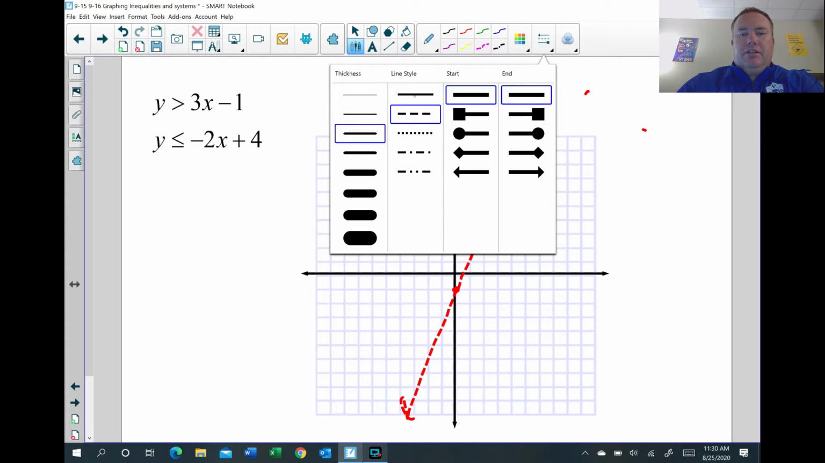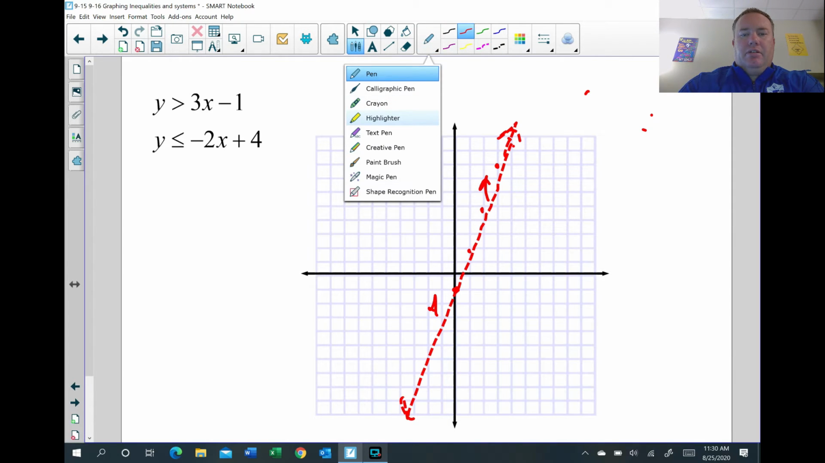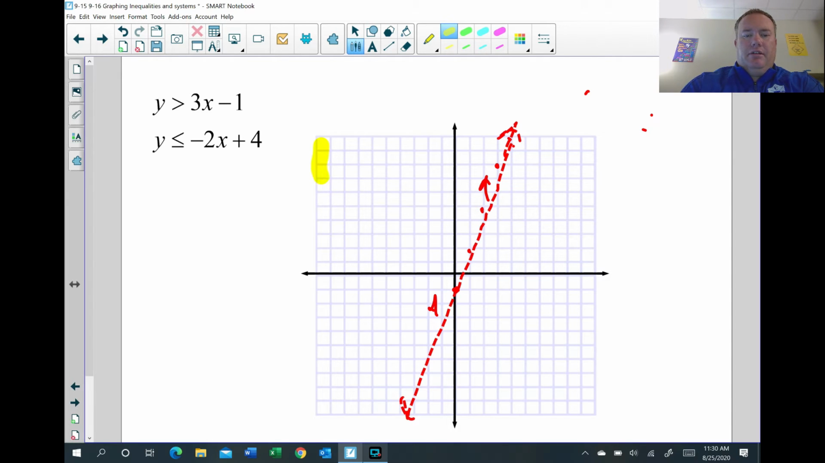From here, shading, as we talked about before. When we talk about shading for this one, we're shading up. With a greater than symbol, you're shading up. So the area that we're going to shade is this area over here. I suggest on your paper, you shade in very lightly to start off with, so you get something that looks a little bit like this.